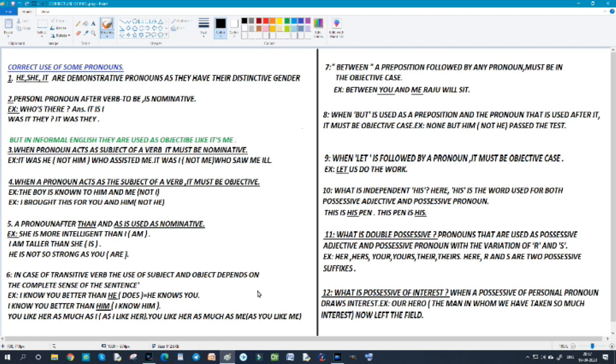Rule number 12. What is possessive of interest? When a possessive of a personal pronoun draws interest, then it is a possessive of interest. Example: our hero. That means we pay respect to the hero. The man in whom we have taken so much interest now left the field. Our hero now left the field.